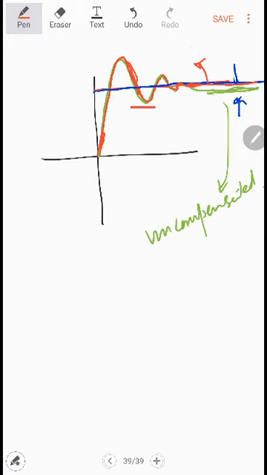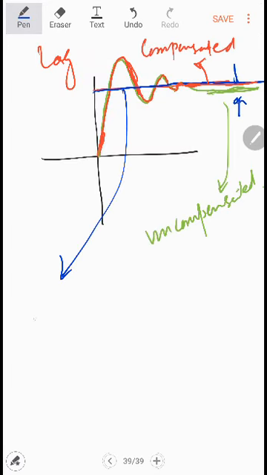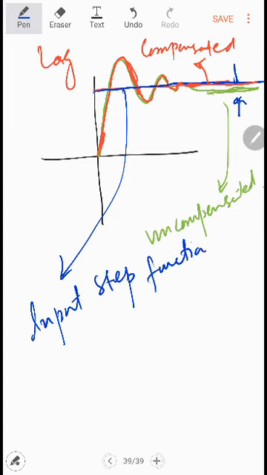The red line is the compensated system. Which compensated system? Lag compensation, PI compensation. And the blue line is the input function, the unit step function. So you see that we reduce the steady state error.